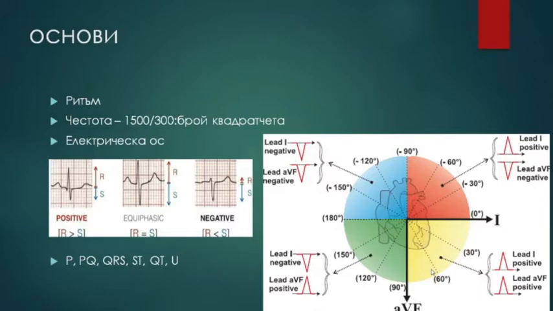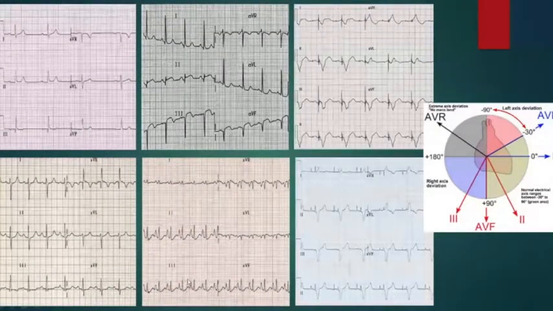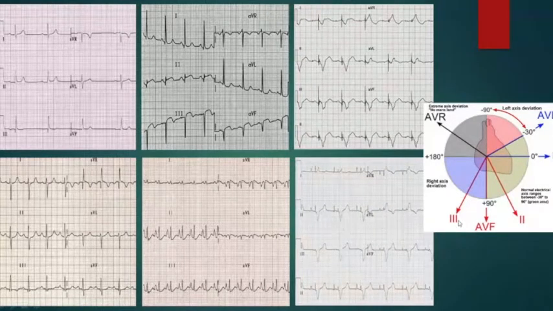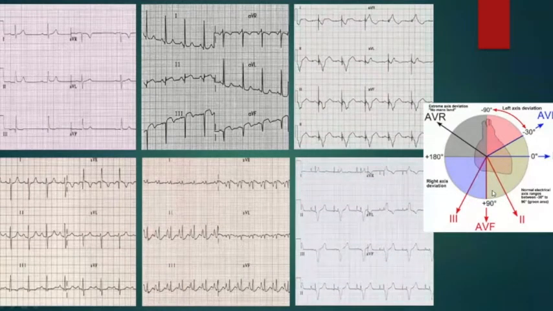We can guess it. That's why you don't always have the perfect situation. Sometimes you have to guess. I know that it's around here, but I can't determine the right axis because I don't have the means to define it. Almost every lead is positive except for this one. So it's around here somewhere, probably close to 90 degrees, but we can't define it correctly.